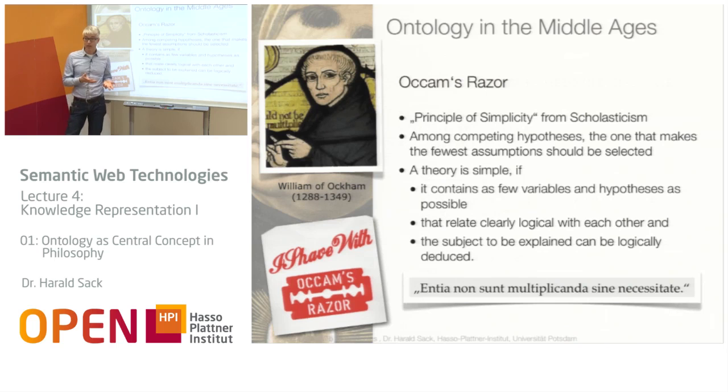So a theory is considered to be simple if it contains only as few variables as possible and as few hypotheses as possible. And of course, they should clearly relate logically with each other, and the subject to be explained can be logically deduced from these assumptions and variables. So it means take the simplest hypothesis, and this should be the right hypothesis. This is the so-called Occam's razor. In Latin, it means entia non sunt multiplicanda sine necessitate. Entities should not be multiplied without necessity.